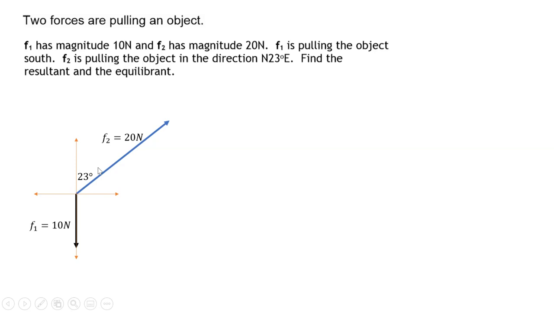Another way that we could have said is to put 0, 2, 3, because remember we said that we could use a 3-digit number and measure from north going in a clockwise direction. So I could have done it that way as well. Find the resultant and the equilibrant.